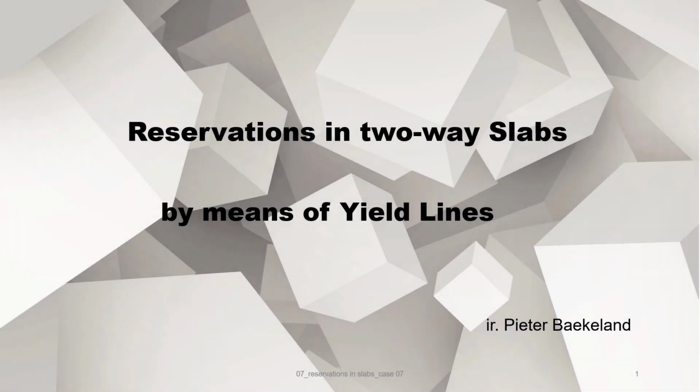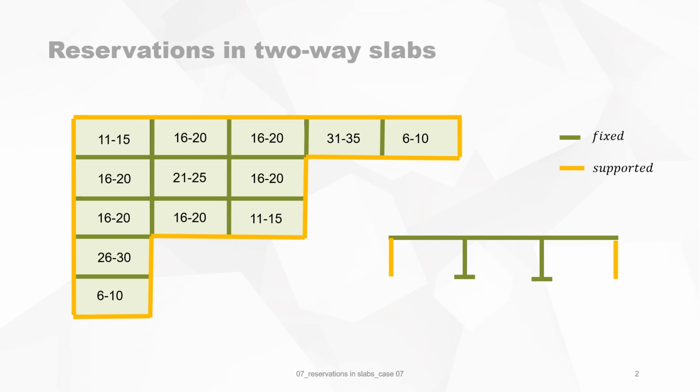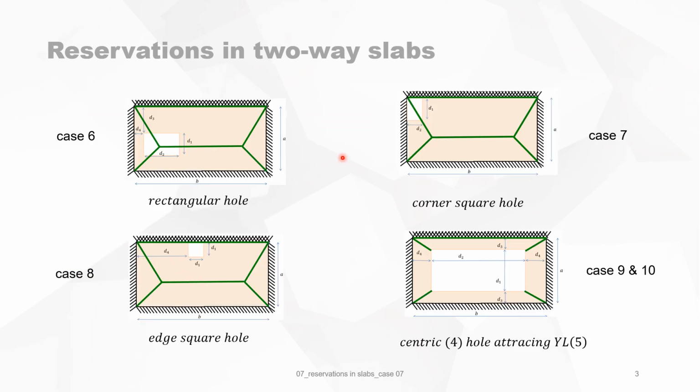Reservations in two-way slabs by means of yield lines. In this video, we will handle case 7, which is a type of hole in a configuration of a slab where three sides are simply supported and one side is fixed. The orange indicates simply supported, the dark green indicates fixed or a continuous slab. So we will handle case 7 with a corner square hole.